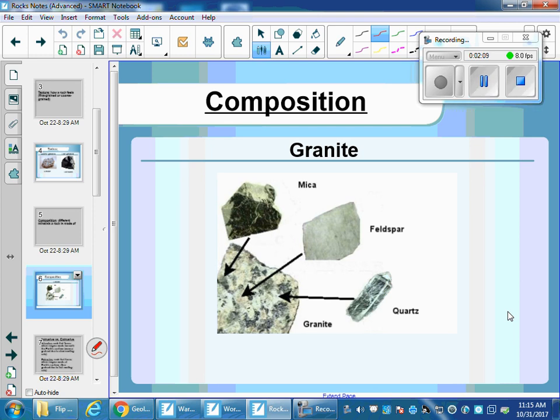The darker color in there is mica. The kind of pinkish color in there is feldspar. And the lighter whitish color in there is quartz. So those three minerals make up the vast majority of granite. So together, the composition of granite would be mica, feldspar, and quartz.